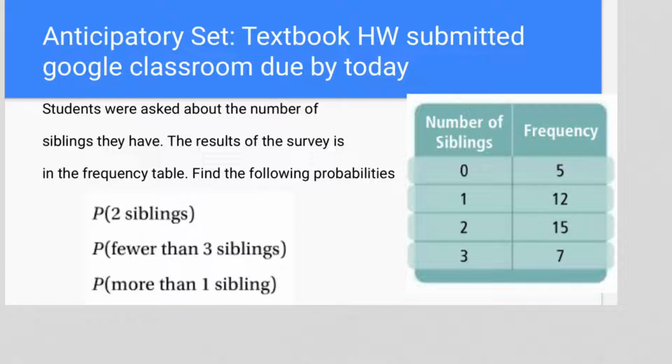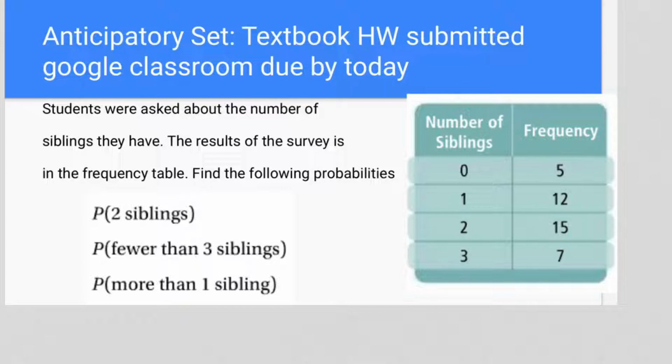Today's anti-set is a frequency table. Please make sure that you submit your textbook homework via Google Classroom by the end of the day today. The answers are in here after I tell you what today's objective is. So if you do want to check your answers before you submit it, you may do so.